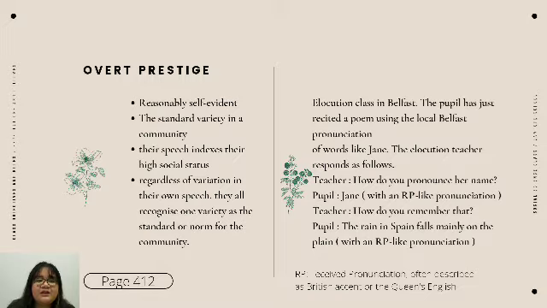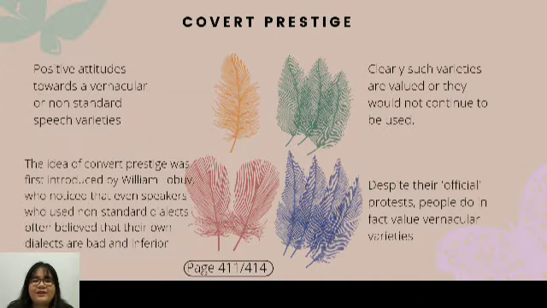Okay, so now we will look into overt prestige. The key point of overt prestige is reasonably self-evident. Overt prestige has a set of standard varieties in a community. Overt prestige is when the speech indexes their high social status. This is how language reflects our status. Regardless of variation in their own speech, they all recognize that one variety as the standard norm for the community. On the other hand, covert prestige is a positive attitude towards a vernacular or non-standard speech variety. The idea of covert prestige was introduced by William Labov, who noticed that even speakers who use non-standard dialects often believed that their own dialect was bad or inferior. Clearly, such varieties are valued or they will not continue to be used, right?